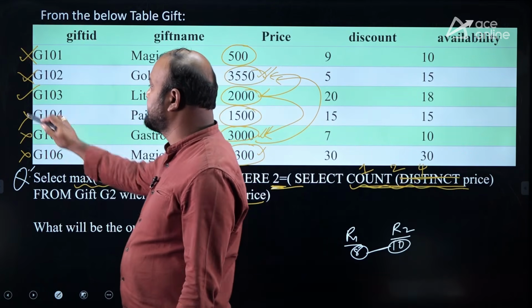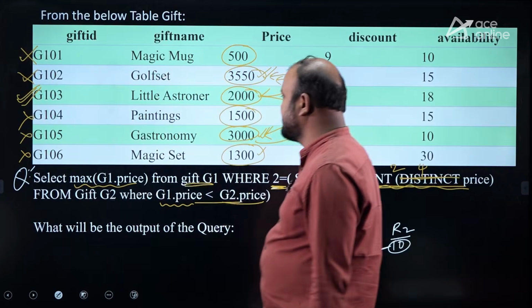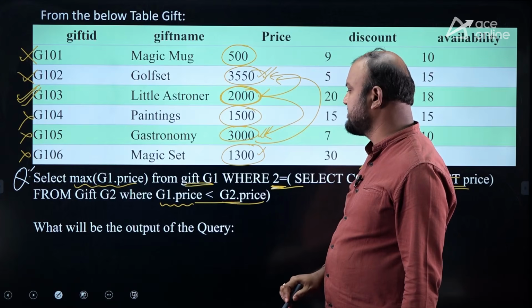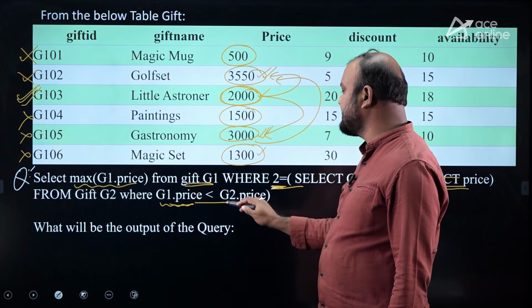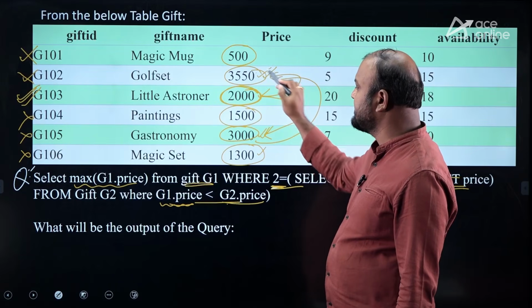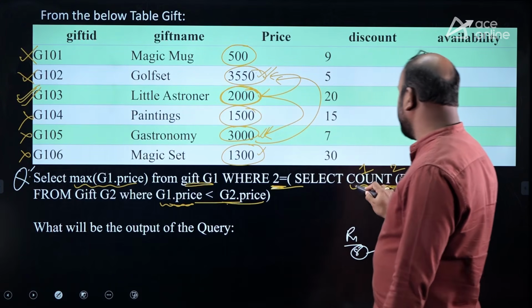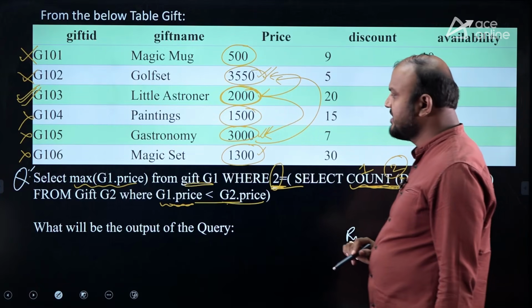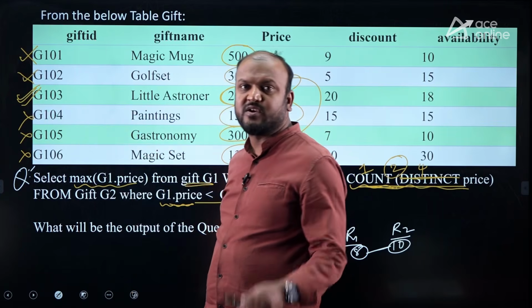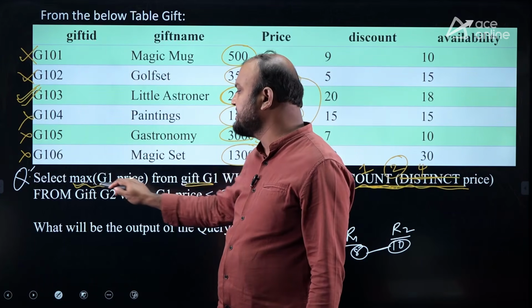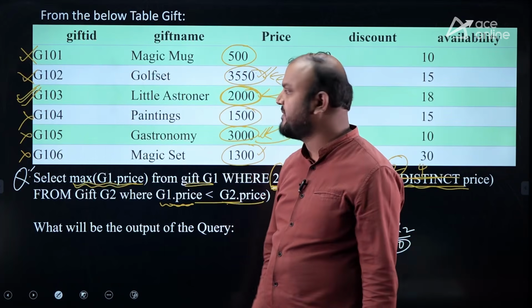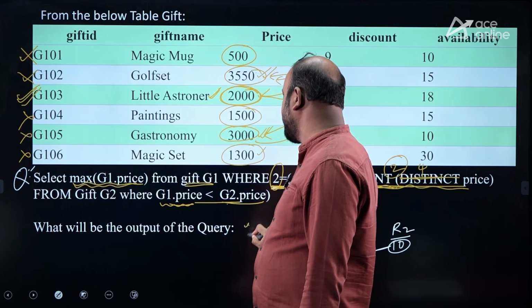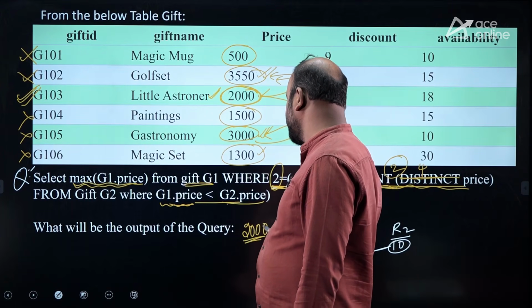Which record is selected? G103. G103 had a price 2000. That 2000 is less than 2 other prices, that is 3550 and 3000. So the inner query returned 2 and the outer query is comparing 2 equal to 2, correct. It is correct only for this record because only one record is selected. It is selecting the max of price, because with only one record, that will be the maximum price. What will be the maximum price? 2000. Now, the question is what will be the output of the above query, that is 2000.